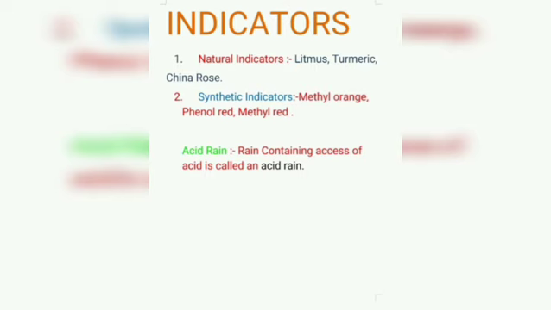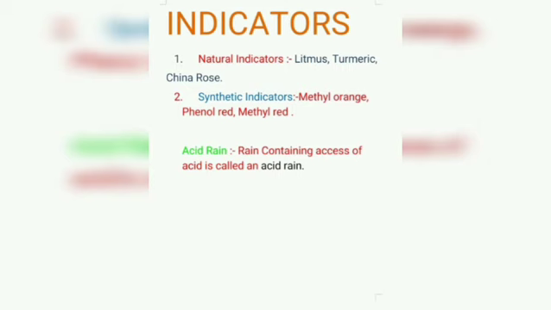Turmeric turns yellow in acidic medium and red in basic medium. China rose turns dark pink in acidic medium and green in basic medium. That's all about indicators. In this video we covered acids, bases and their properties and indicators.